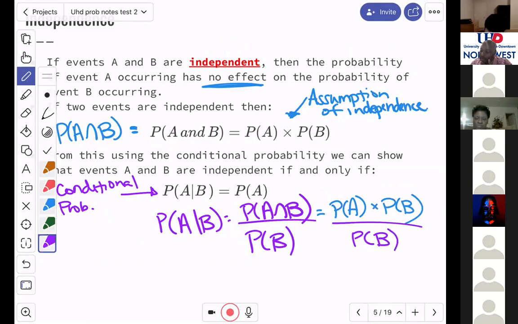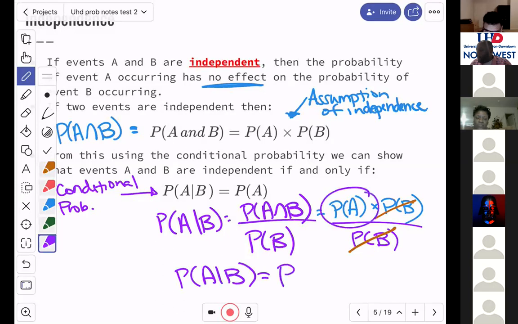What's on top and bottom? That's the same. It's the probability of B term. And so what this tells me now is that the probability of A given B should be equal to just the probability of A. And so what this does now is we're going to show independence of two events mathematically.